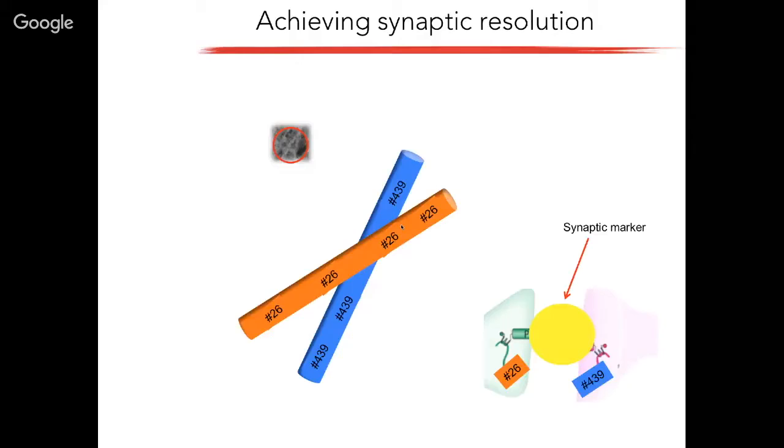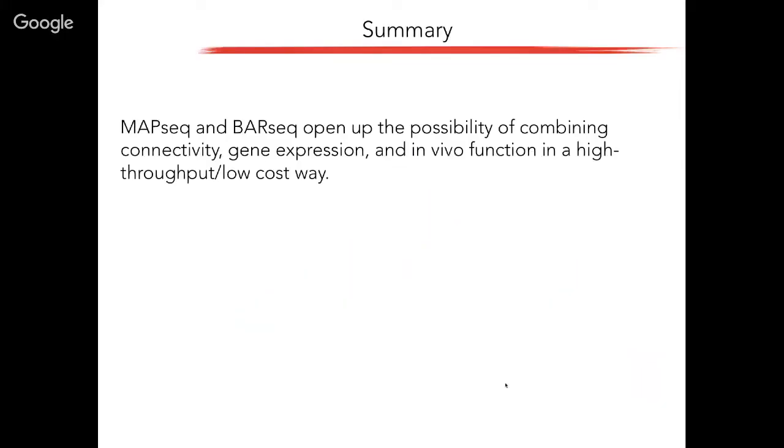Going forward, we have some molecular tricks for actually entangling the barcodes associated with the two processes so that a single ROLONY will form that includes the sequences of the two barcodes, but only when the two barcodes are touching at a synapse. So in summary, MAPseq and BARISTA-seq open up the possibility of combining connectivity, gene expression, and in vivo function at high throughput in a low-cost way.